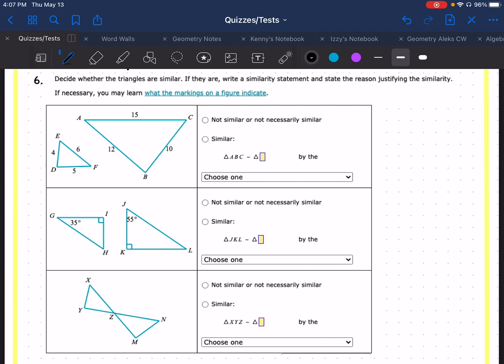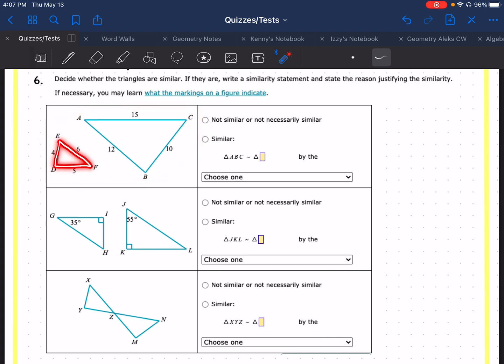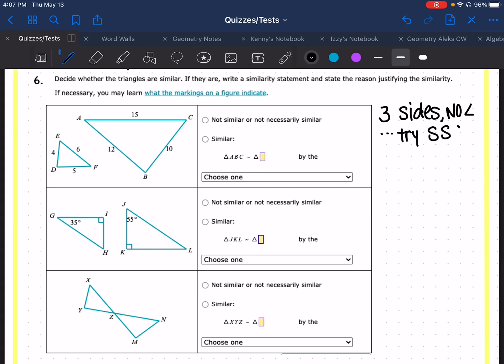All right, so what you're going to have to do is look at the two triangles and ask yourself, what's marked? What do I know? Well, I know that the sides of this triangle are 4, 5, and 6, and I know that the sides of this triangle are 10, 12, and 15. So I have 3 sides, no angles. I'm going to try side, side, side. It doesn't mean that it's true. It just means that's what I'm going to try.